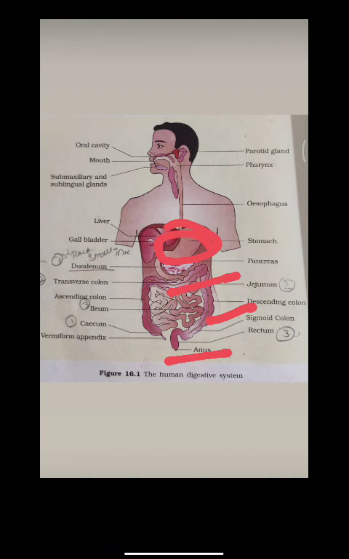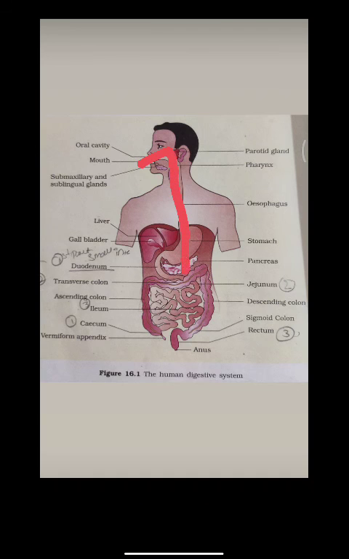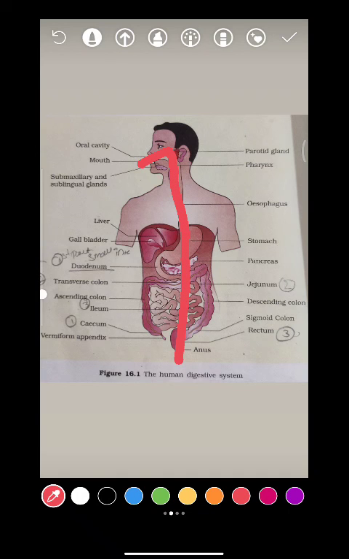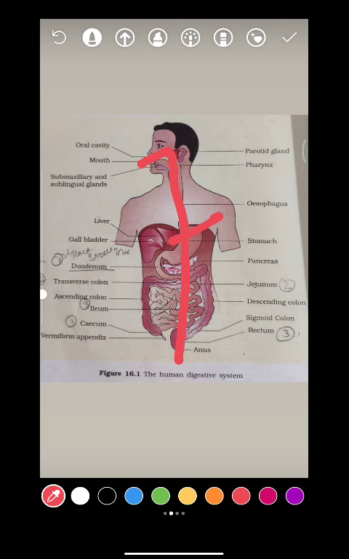Here the food is digested in the stomach. This whole part, from the mouth to the anus, we call the alimentary canal, which is around 9 meter in length.